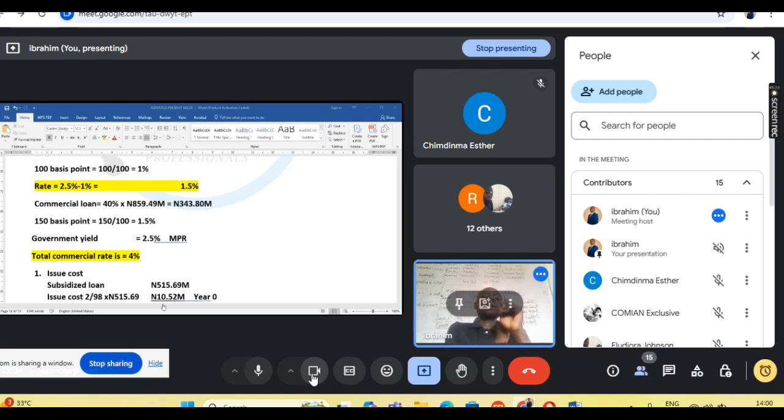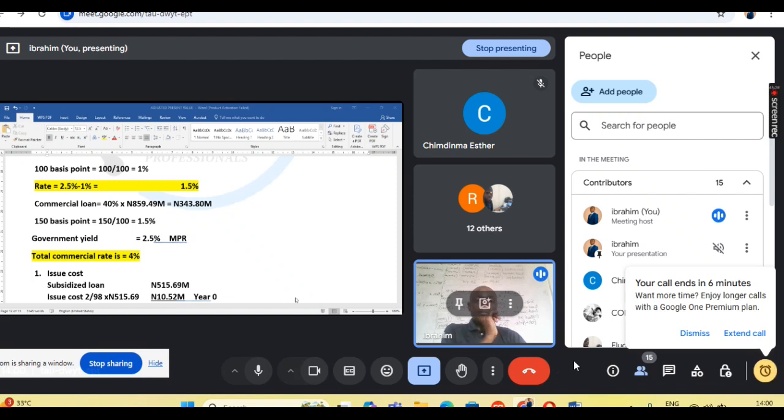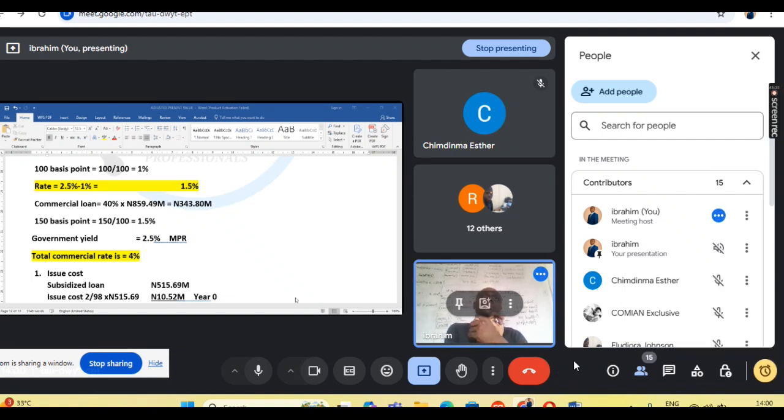So class, when a project is being financed by equity and debt, you don't need to add the working capital as part of the cost of the investment. You only pick the plant and machinery, and you share it based on the percentage given to you. Equity is this, debt is this.